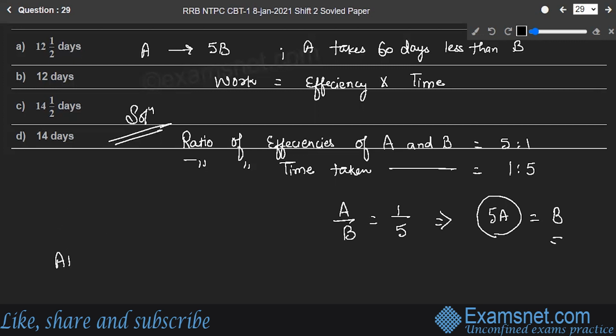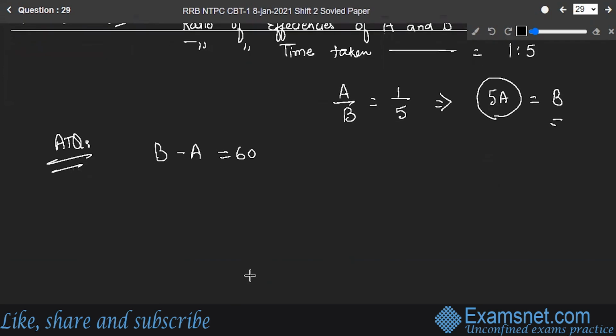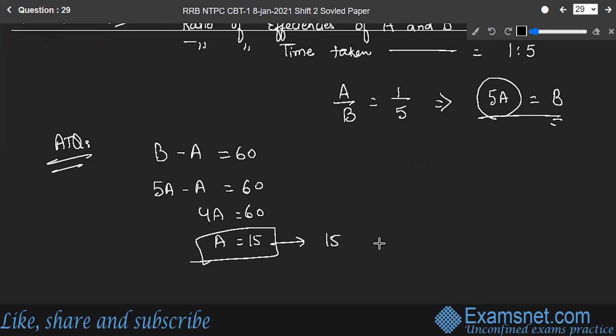Now, according to the question, time taken by B minus time taken by A to complete the work is equal to 60. And we know the time taken by B is 5 times the time taken by A. So 5A minus A is equal to 60. 4A is equal to 60, or A is equal to 15. That means A completes the work in 15 days. If A completes in 15 days, B will take 15 plus 60, 75 days to complete the same work, right?